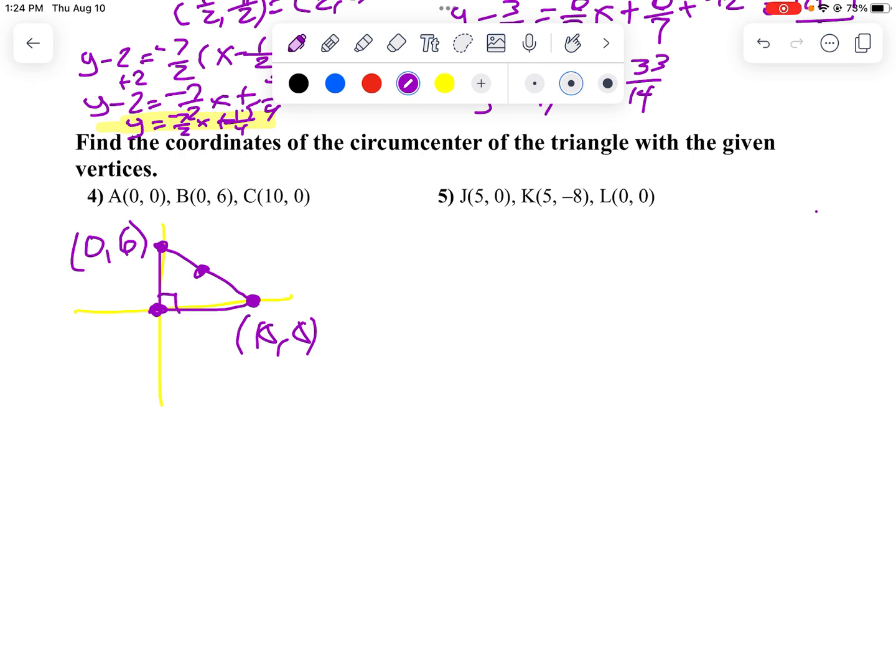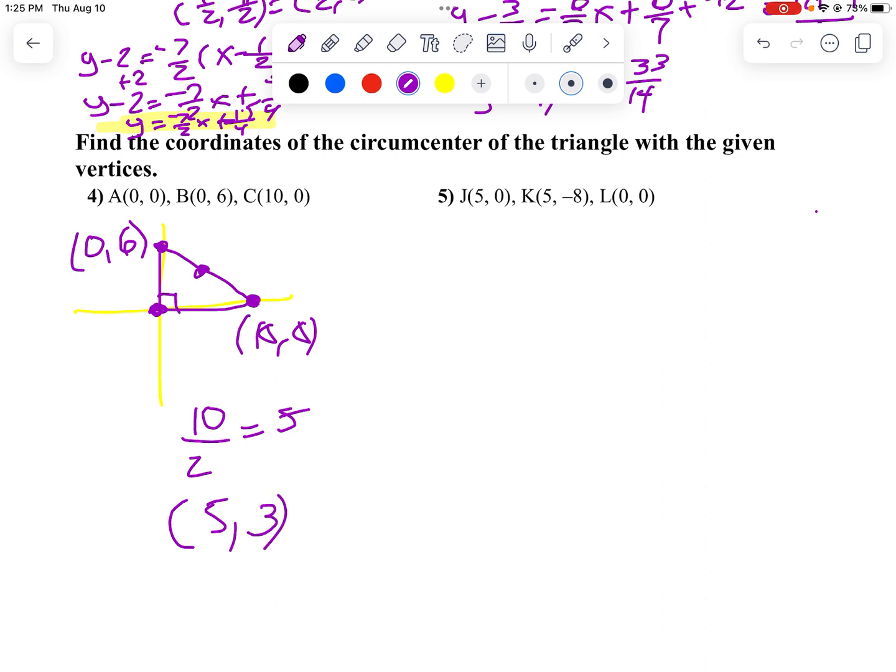So if I add up 10 and 0, I get 10, divided by 2. I don't know why I put that big long fraction bar in there. It's just 10 over 2, which is 5. And so it'll be 5, comma, and I'll do the same thing. I'll go 6 plus 0 is 6, divided by 2 is 3. So my circumcenter is at 5 and 3.